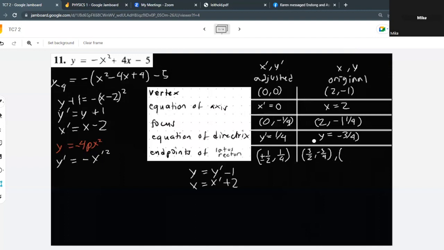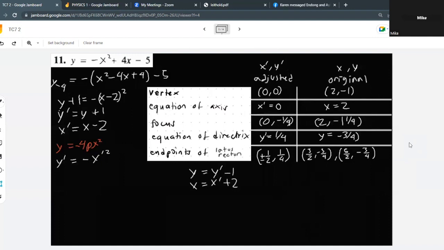Focus. So, teka, kino-compute ko pa. So, 2, negative 1 and 1/4. Okay. Directrix is, so y prime equals 1/4. So y prime is equal, so y plus 1 equals 1/4.